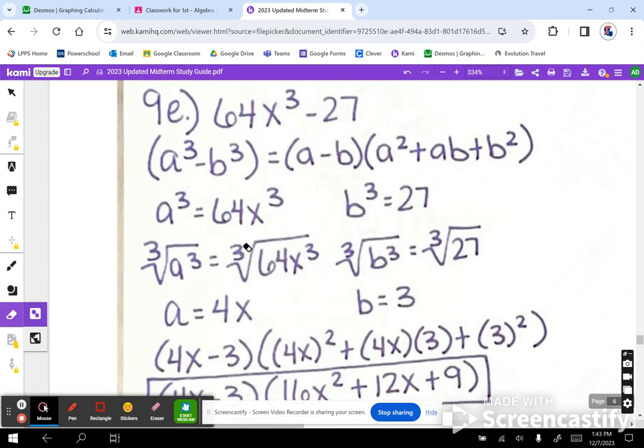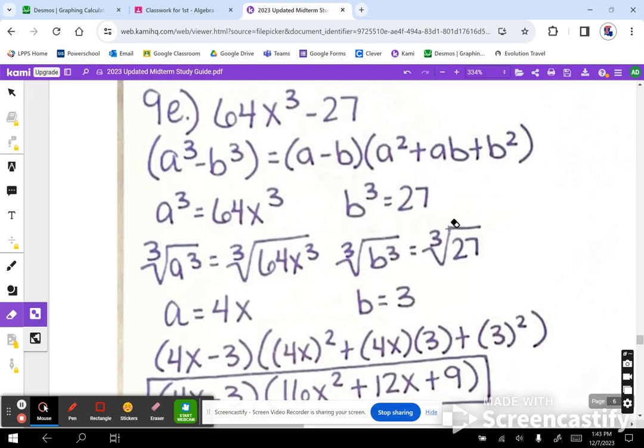I believe, I don't have a calculator on my desk, but I believe it's math option 4 or math option 3. It'll let you type in a cube root. But what number times itself 3 times will give you 64? That's 4. 4 times 4 is 16. 16 times 4 is 64. And then the cube root of x cubed is just going to be x. The cube root and the cube exponent cancel each other out, and I'm left with 4x as my a value.